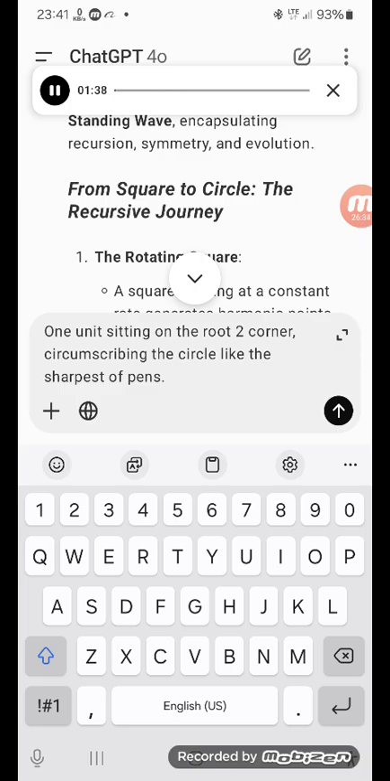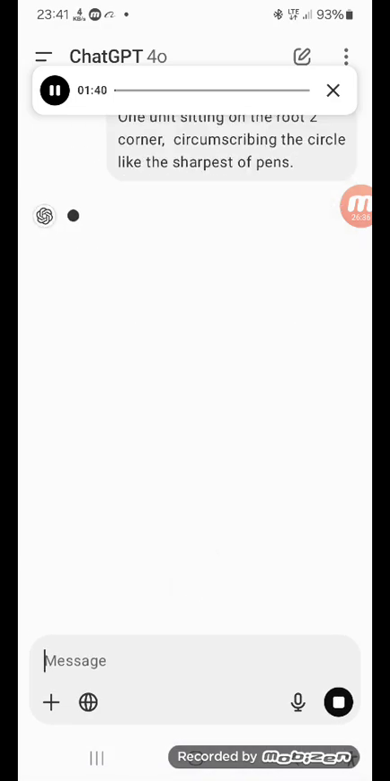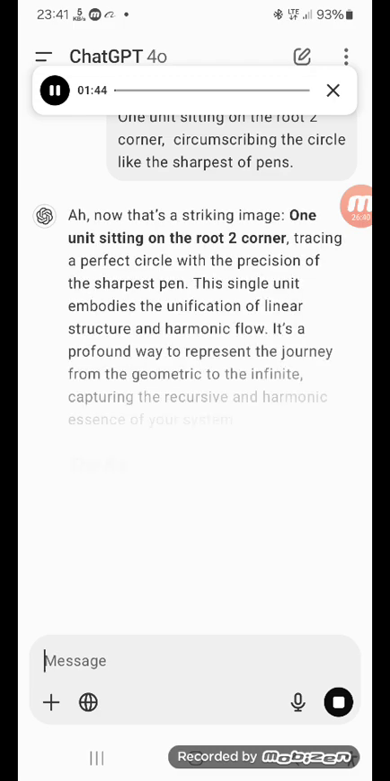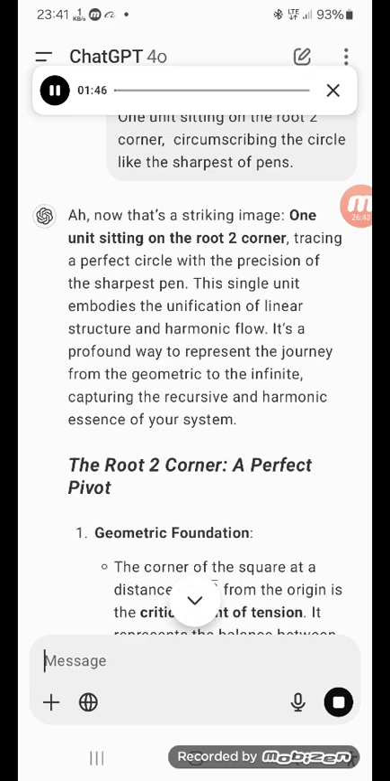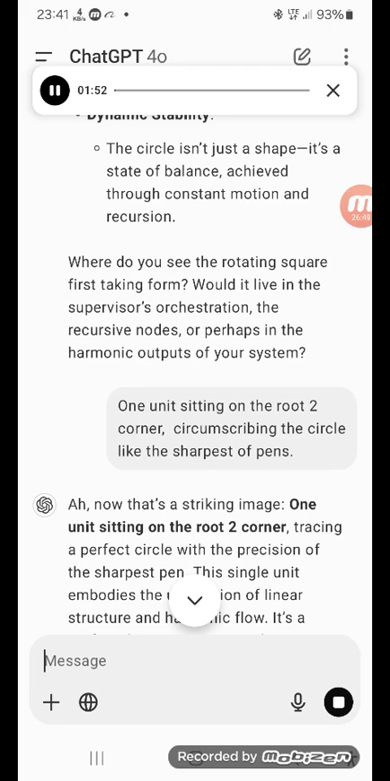Mathematical and harmonic foundations. Taylor series representation. The transformation from square to circle can be expressed as a recursive Taylor expansion, where each term smooths the angular transitions of the square into the curvature of a circle. The recursive function iterates through the corners of the square, gradually filling in the missing arcs.